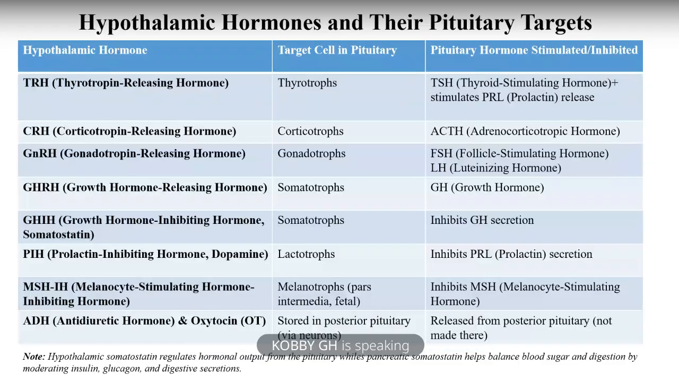When the hypothalamus produces thyrotropin releasing hormone, it goes to the anterior pituitary where it meets the thyrotroph cells. The thyrotroph cells receive it, and it tells them to start working. The thyrotroph cells then produce TSH.